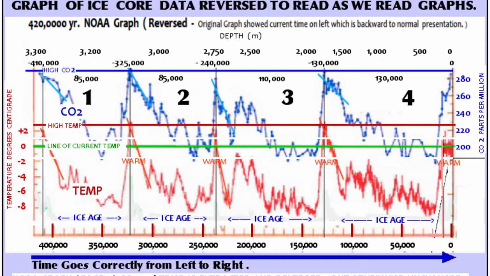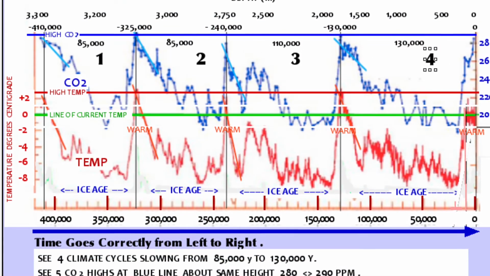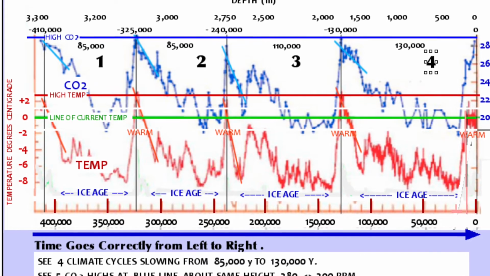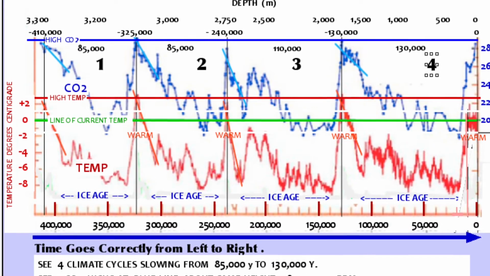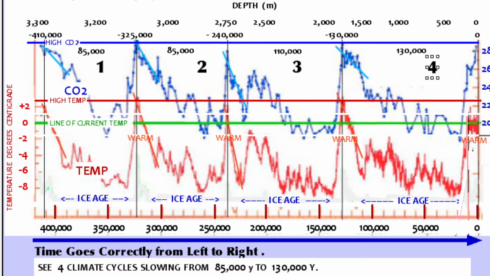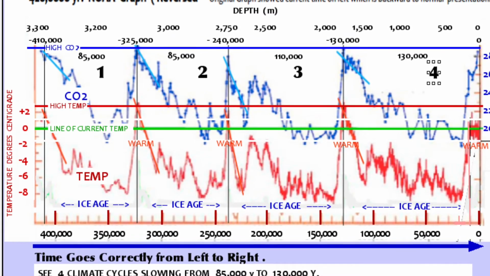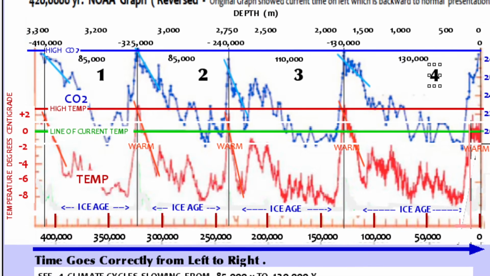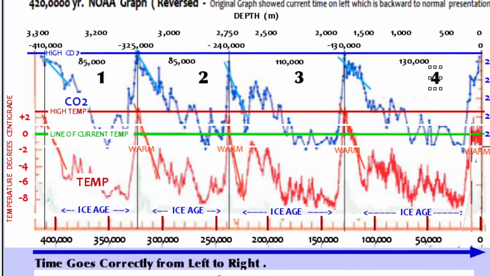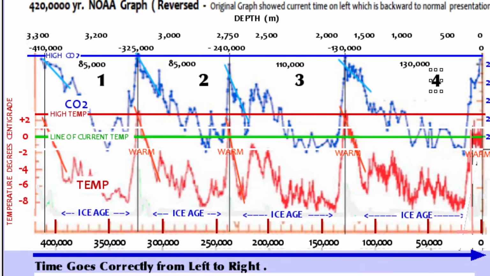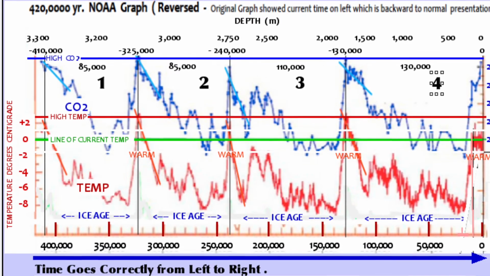Let's reverse the graph to read it from left to right, as is proper. Here the graph is reversed to read from left to right. The graph shows 4 climate cycles over 420,000 years. Graph of CO2 showing the blue line, graph of temperature, the red line. The graphs show CO2 and temperature rise and fall.